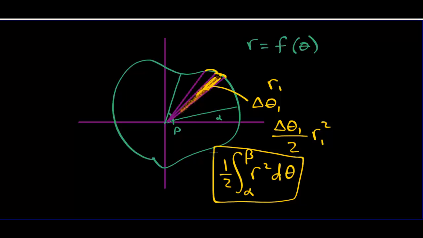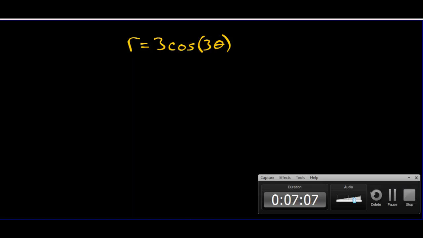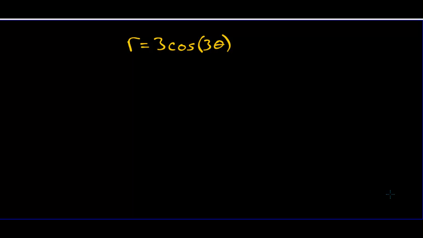Okay? Now, let's see this in action. Let's see how this would actually work. Let's suppose that we have r equal to 3 cosine 3 theta. Let's just suppose that we have this one. And let's suppose that we want to find the area of one of the petals of this graph.